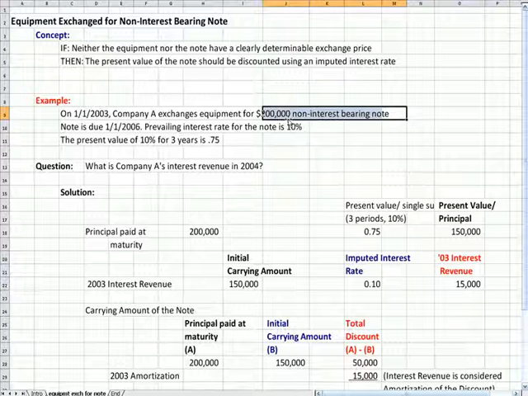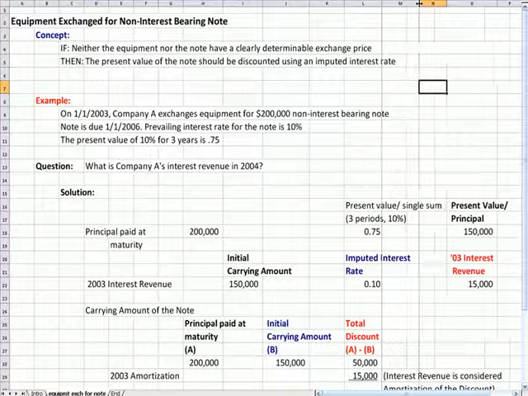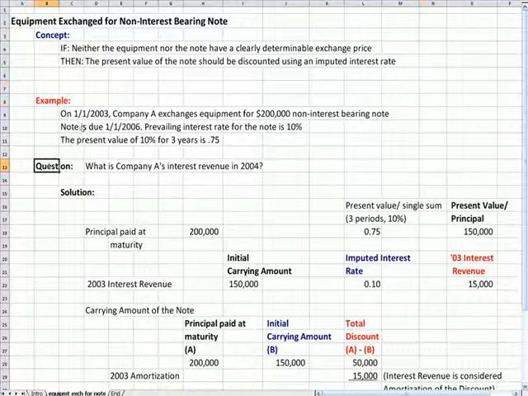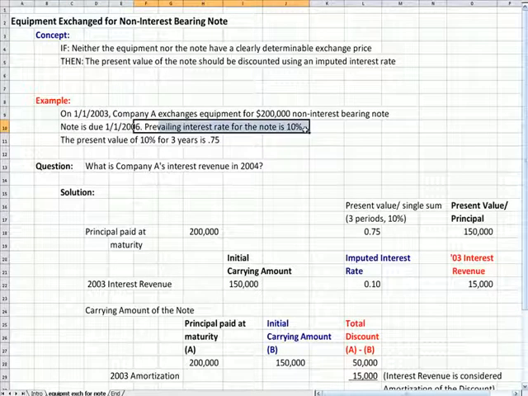So what we have to consider is the difference between what we pay for the note and what we'll get back at maturity, and also consider the present value. And we're going to get to that in just a minute, and it's a little tricky. So the question goes on to say the note is due 1/1/06, so it's a 3-year note. The prevailing interest rate, as I mentioned, is 10%.